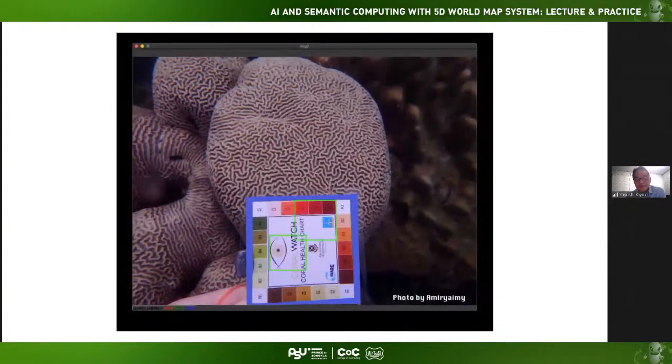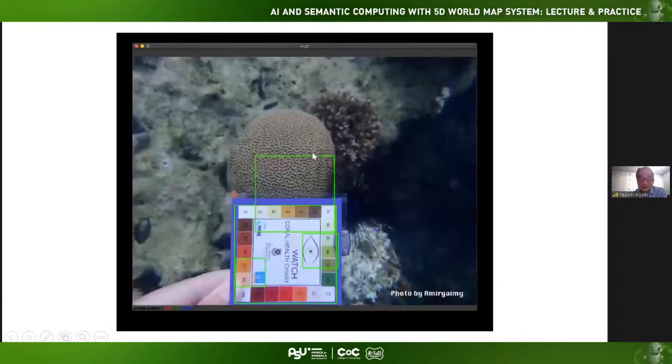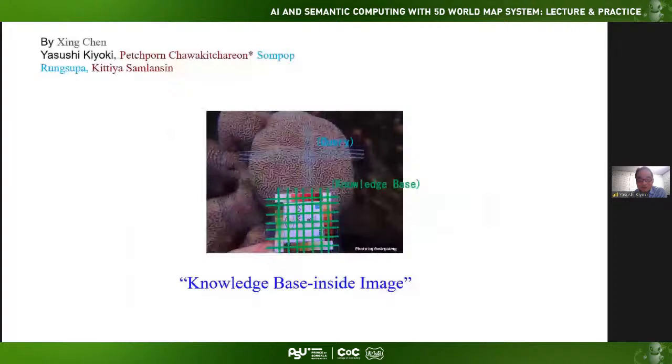And like this, we recognize the coral chart placed like this, and we can pick up the pixel of each color. Then we can compare the pixels of the colors and the pixels of the coral, and we can automatically pick up.